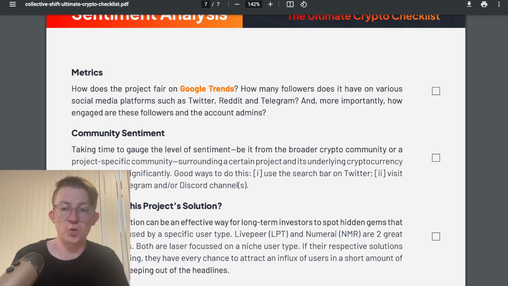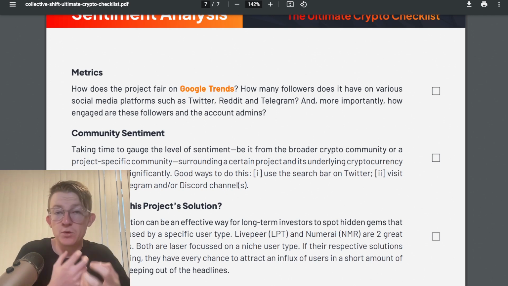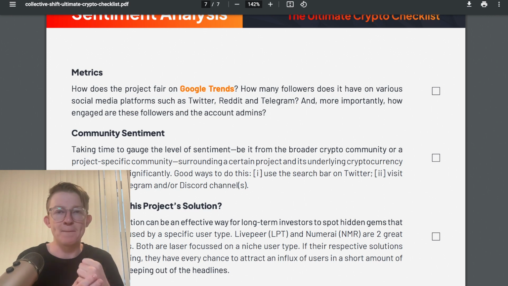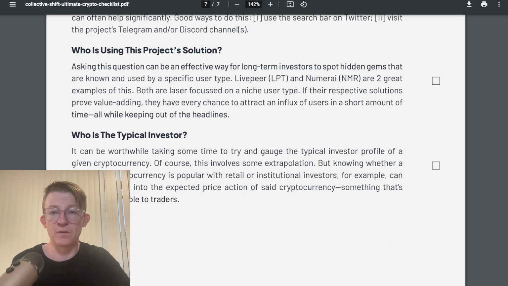So looking at Google Trends, looking at the community sentiment, get into their Discord, get into their Twitter, see how much community engagement there is. Be careful of bots. There's been a lot of projects that are buying viewership, buying bots, buying comments and followers, which isn't real community engagement. You need to find real people backing this project, and that can give you a good indication if the project is going to be successful or not.